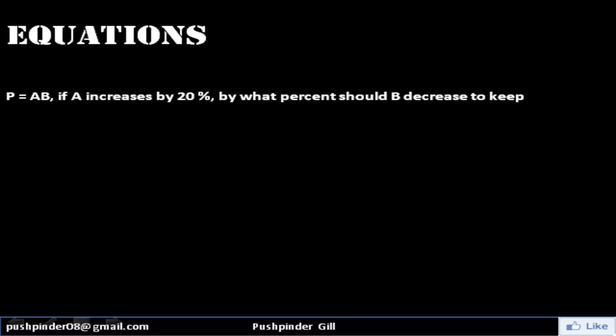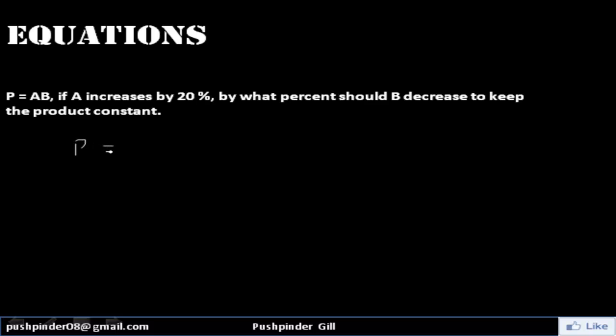Now P is equal to A into B. A increases by 20%. By what percent should B decrease to keep the product constant? See, most of you will be saying, okay, if A increases by 20%, B also should decrease by 20% so that the product remains constant. However, that approach is wrong. Now let's see how that approach is wrong.